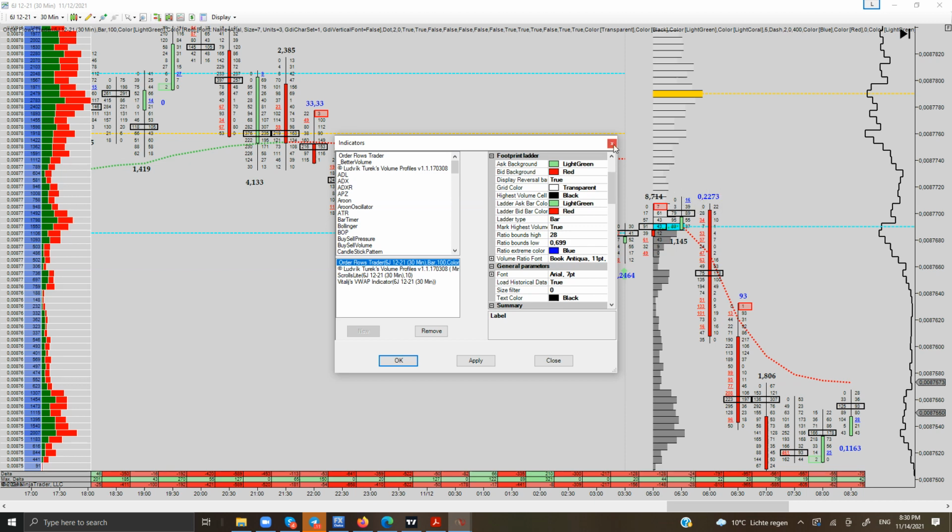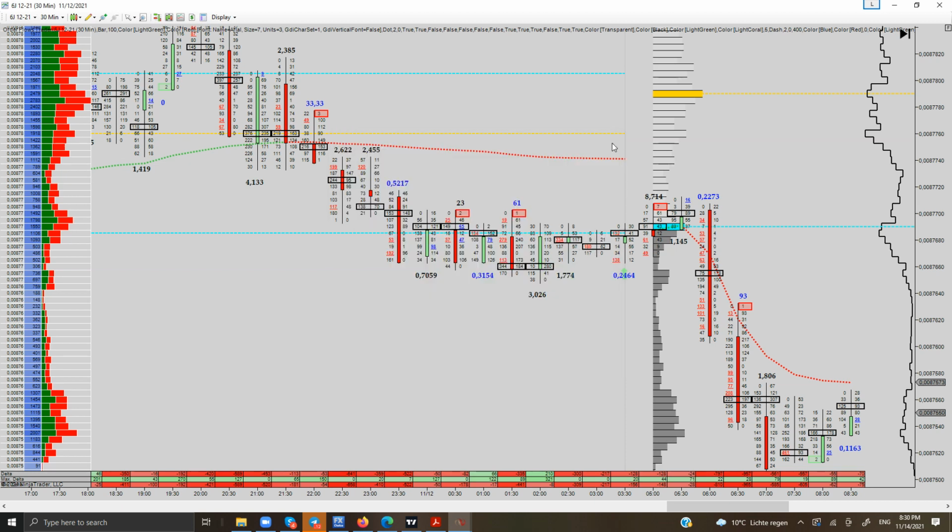So we now have ratio bound high and ratio bounds low. If I can summarize, the ratio bounds high are those blue numbers which are more than 28, and the ratio bounds low are those blue numbers which are less than 0.699. These are ratio bounds low, and ratio bounds high are those which are more than 28.